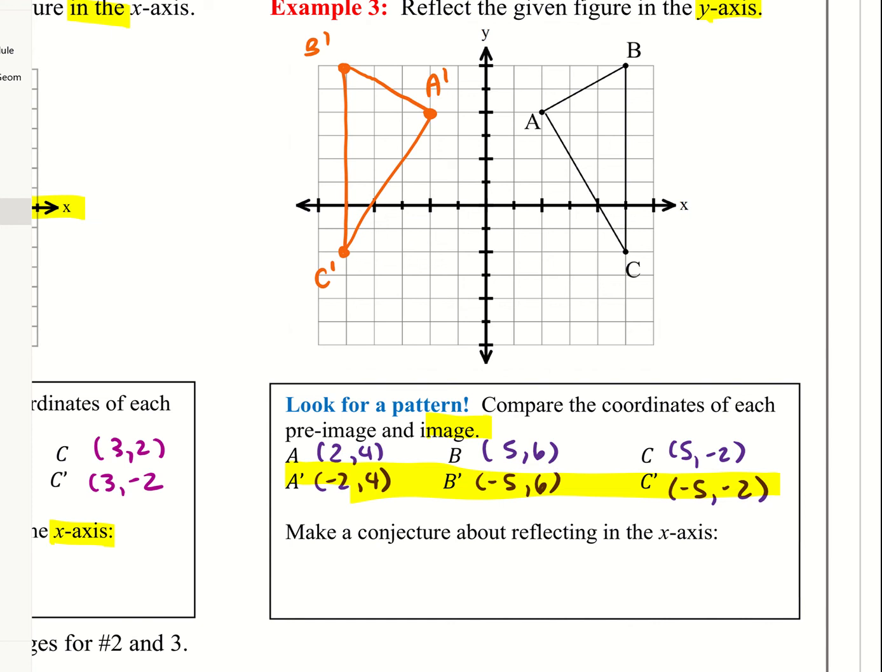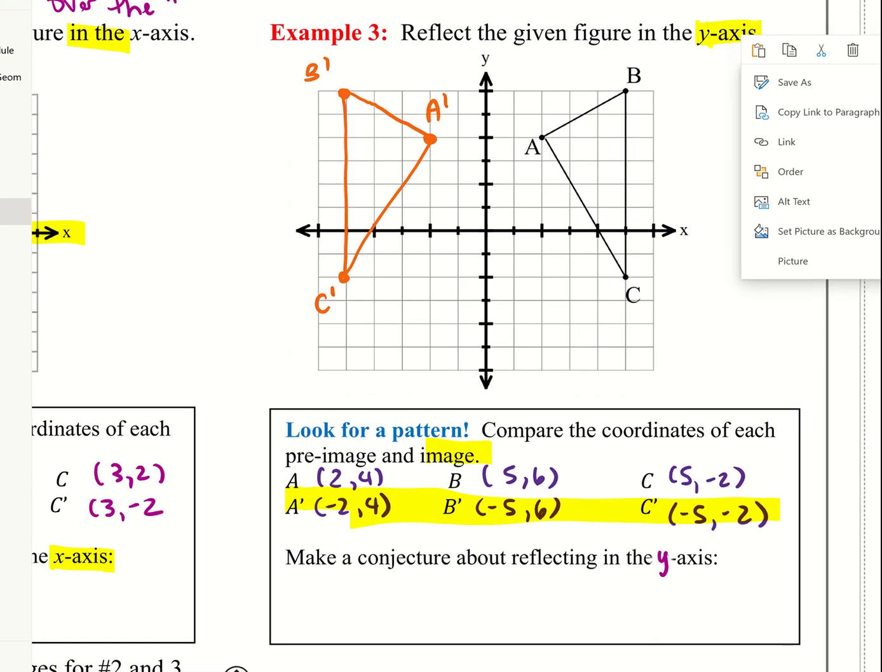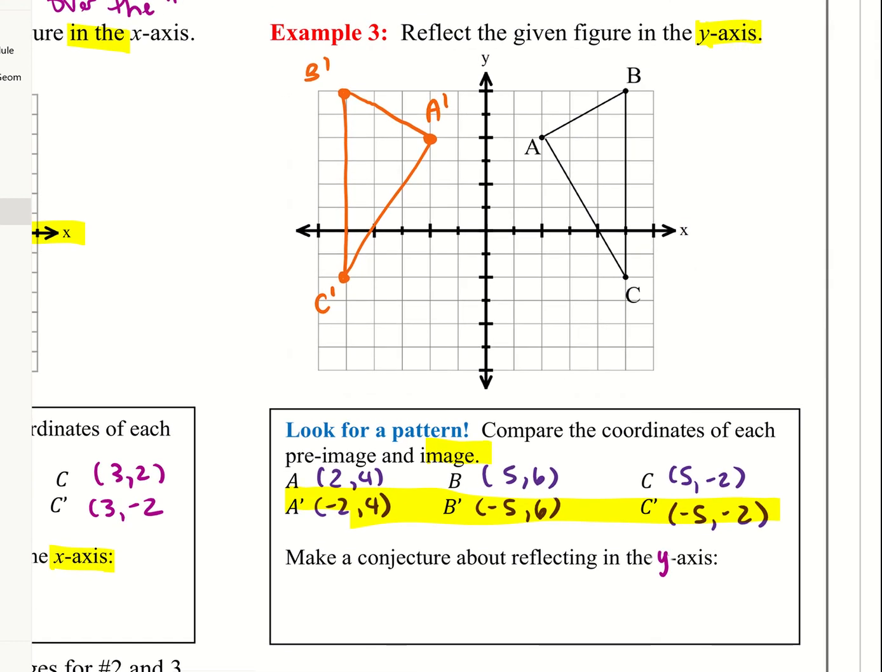Little typo here. Make a conjecture about reflecting in the x-axis. This should actually say the y-axis because that's what we did in this problem. Well, what's the same and what's different? When you reflect in the y-axis, the y-coordinates stay the same, but the x-coordinates change signs. This is the opposite of what happens when you reflect in the x-axis.